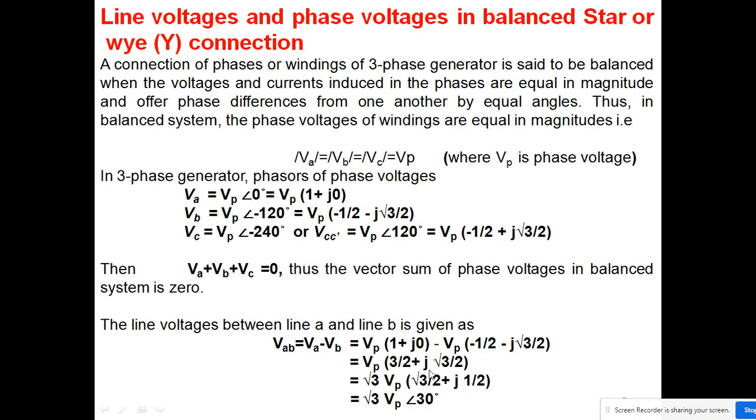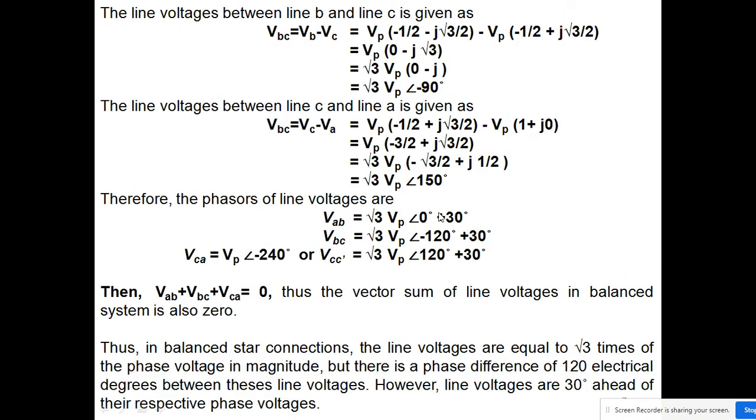these three equations I can write in this manner, and in this manner you can see this is nothing but our phase voltage concept, and here you see plus 30, plus 30 and plus 30. So in every line voltage the phase difference is plus 30 degree. Okay, and if you take the sum of these, again it becomes equal to 0. So in the balanced system, the sum of the line voltages is also 0.